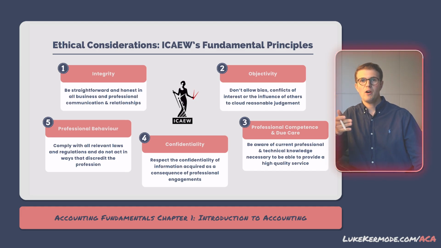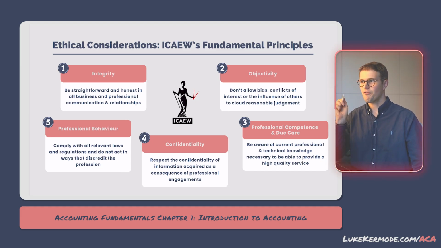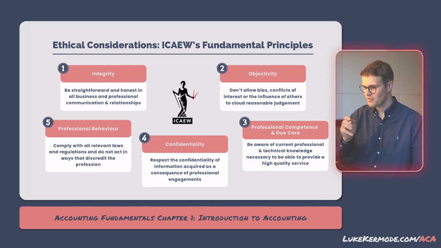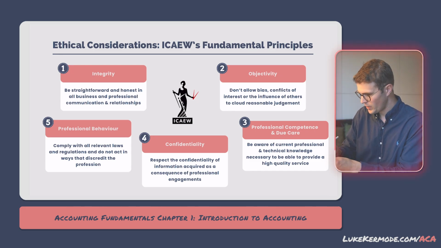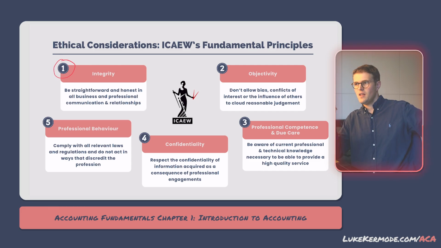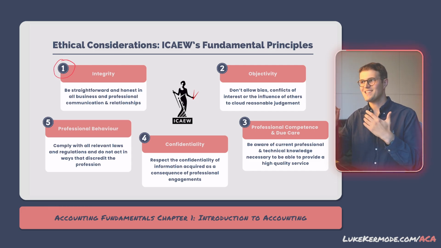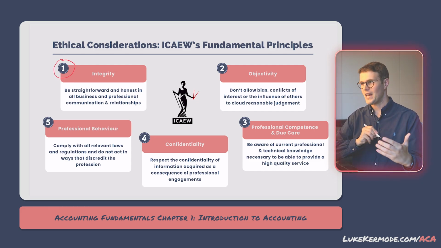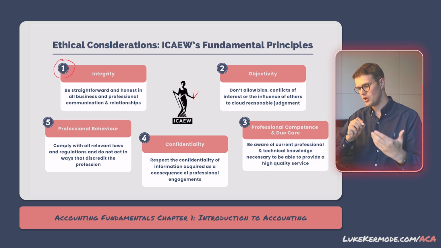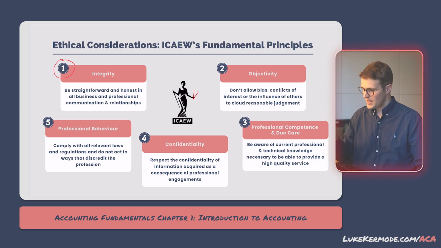So, the ICAW Code of Ethics sets out 5 fundamental principles that all professional accountants must follow. First, we have integrity. This is all about being straightforward and honest in all professional and business relationships. Integrity is the foundation of trust. Next, we have objectivity.